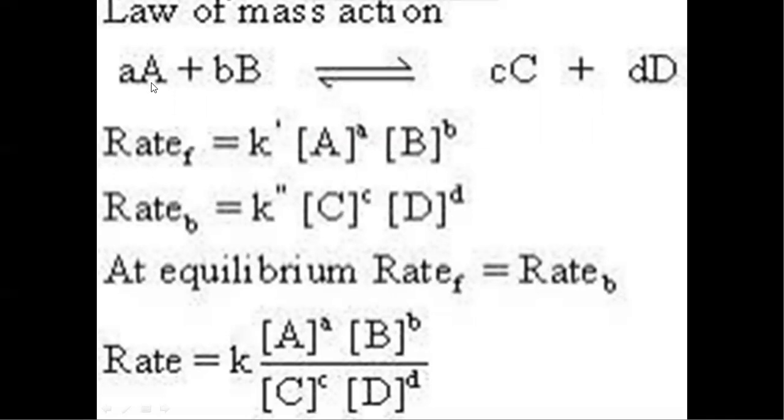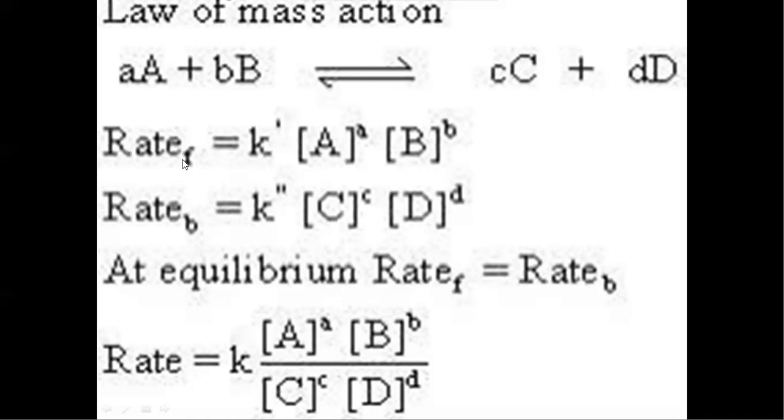Here, A plus B, which are reactants, are reacting together and forming C and D. So which is a forward reaction. In the backward reaction, C and D are reacting with each other and forming A and B. Here, this is the equilibrium reaction, which has a forward reaction and a backward reaction. The forward reaction we are denoting here with K prime, and the backward reaction is denoted by K double prime. So at equilibrium, the forward reaction rate equals the backward reaction rate.